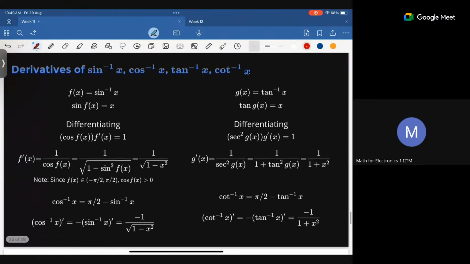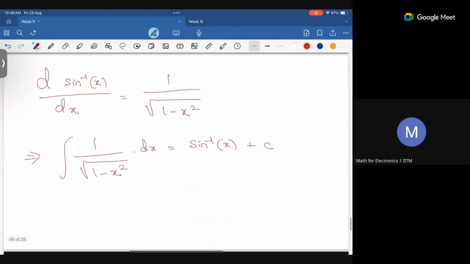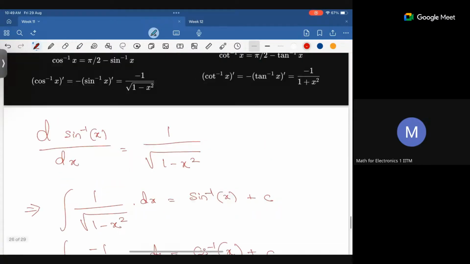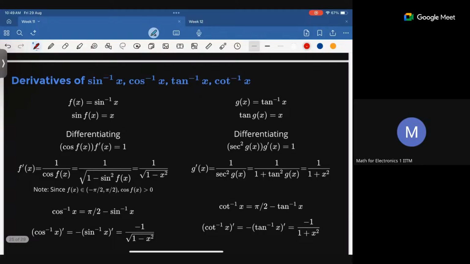Similarly, the derivative of cos inverse of x, right? So cos inverse of x is just pi by 2 minus sine inverse of x. So if you see an integral expression like this, then this will just be cos inverse of x plus a constant. Right. Similarly, you can also write down the expressions for tan inverse and cot inverse.